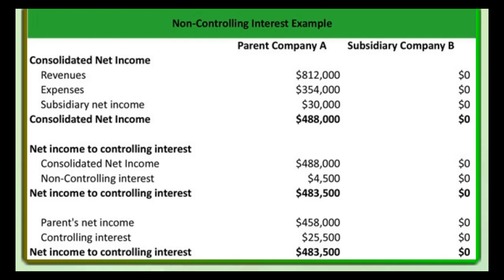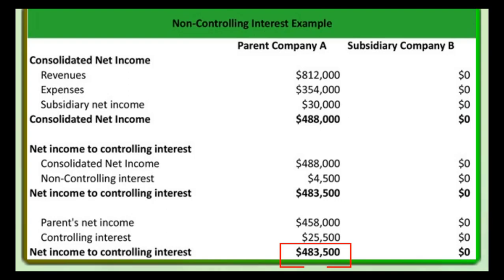Therefore, the net income to controlling interest is consolidated income minus non-controlling interest, that is $488,000 less $4,500, giving us $483,500, and parent's net income plus controlling interest will be $458,000 plus $25,500, making it $483,500.